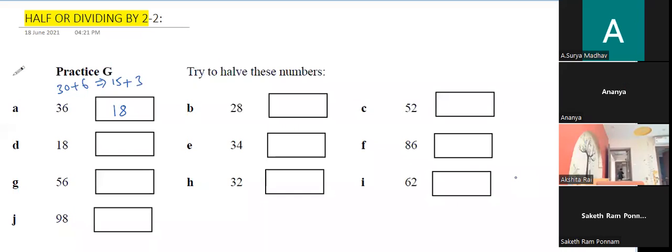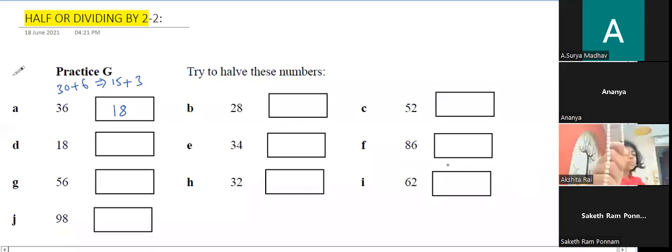And then Ananya, second question, B. Half of 20 is 10, and half of 8 is 4. So the answer is 14. Ananya, can you explain the same question in any other way?